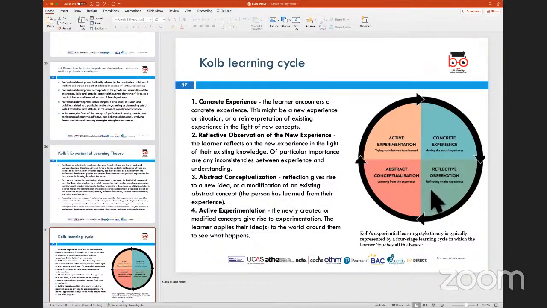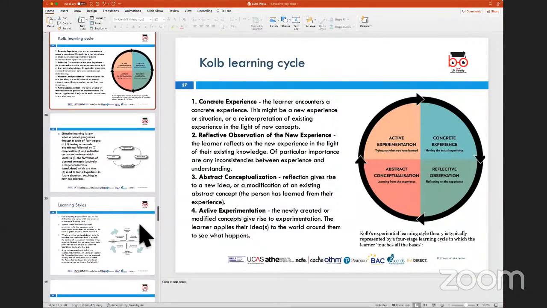And last tends to be active experimentation, which is basically concepts which have come across by doing experimentation, and here the learner essentially applies that idea before they want to go on to try something different. So they want to experiment by putting into practice what they have learned, and this tends to be the last aspect of what he proposed.